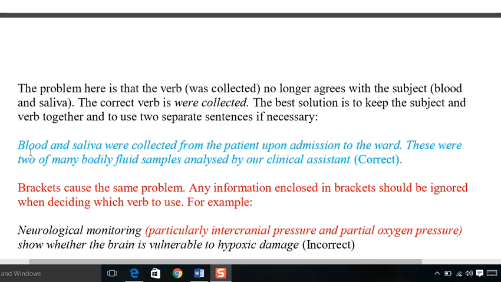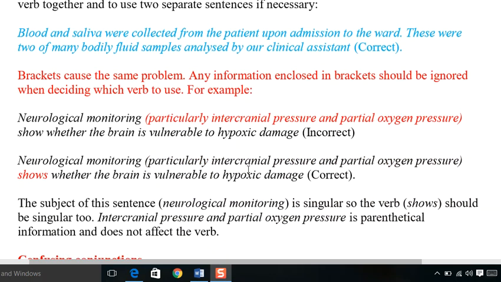But here it should be: blood and saliva were collected from the patient upon admission to the ward. These were two of many bodily fluid samples analyzed by our clinical assistant. Here is again the problem that people are confused when there are long sentences and long phrases, and they face trouble locating the exact subject. Look at this.